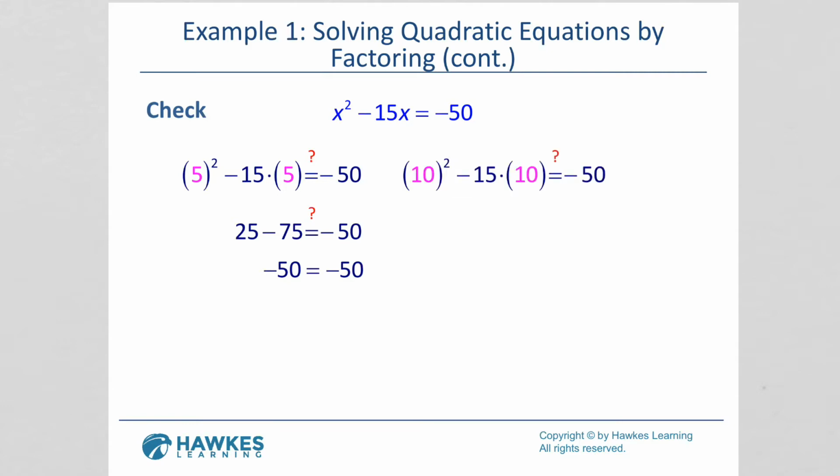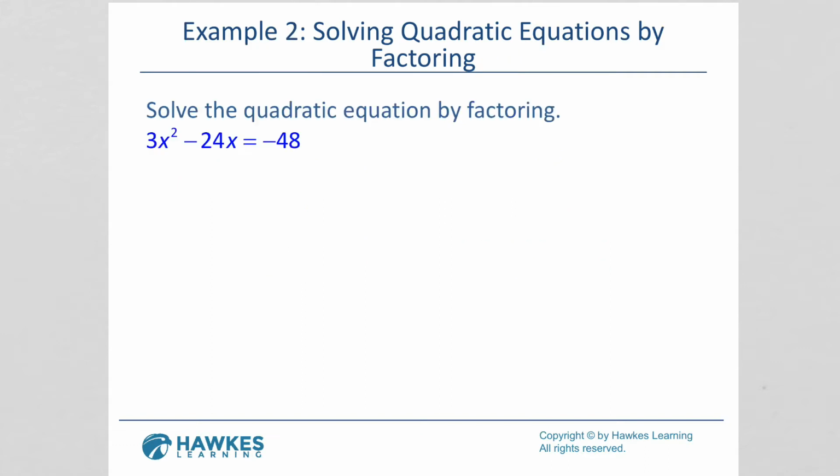Plugging in 10, we have 10 squared minus 15 times 10. Does that equal negative 50? That gives us 10 squared is 100. Negative 15 times 10 is negative 150. Does that equal negative 50? And 100 minus 150 is negative 50, so negative 50 equals negative 50. In that case, both solutions checked.